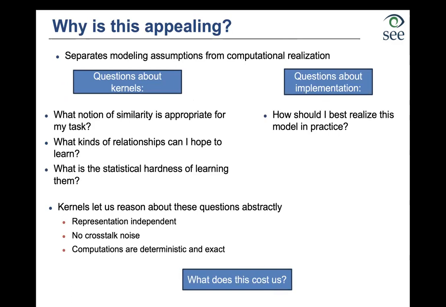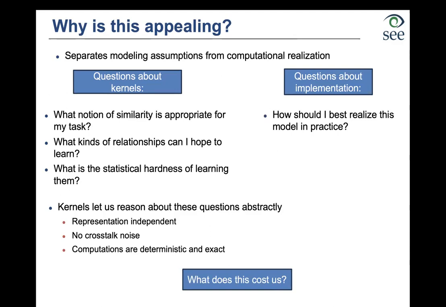I think the reason that kernel methods are an appealing way of thinking about problems is that they allow us to separate modeling assumptions from the computational realization of our model. So we have these fundamental modeling questions, like: what notion of similarity is appropriate for my task at hand? What kinds of functional relationships in my data can I possibly hope to learn given a particular choice of similarity function? And then also, what is the statistical hardness of learning them? These are really questions fundamentally about kernels.